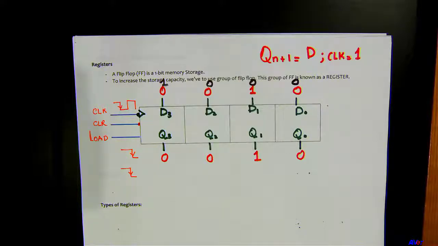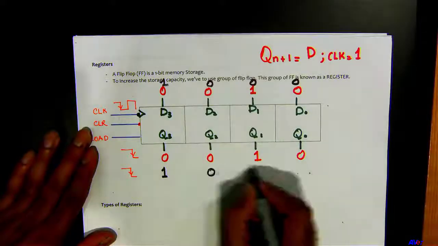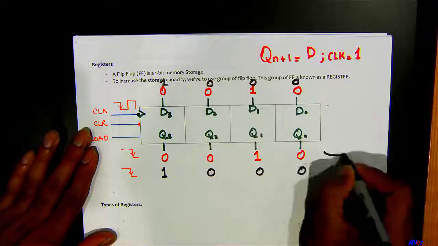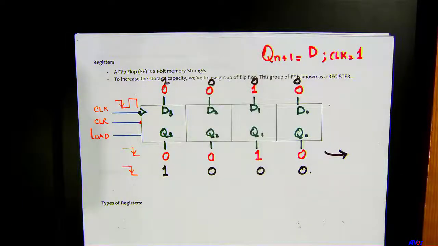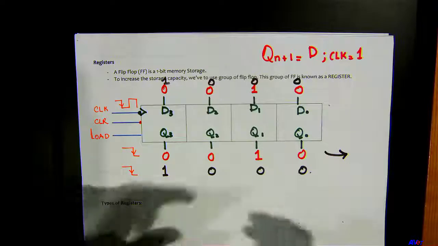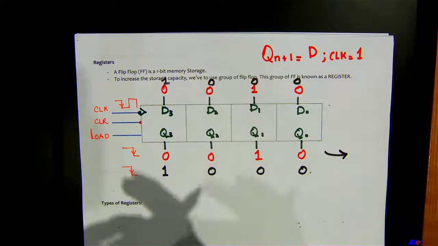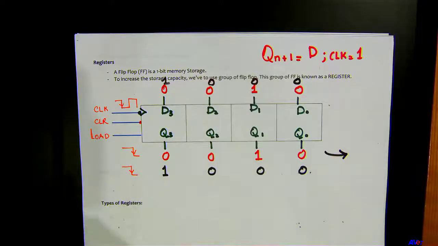Will be 1000, right? When the next clock cycle comes in, 1000. So basically you will lose this data after the next clock edge comes in, right? How about if you want to store this data for say 100 microseconds or say a few seconds? How do you want to do that? Any guess?